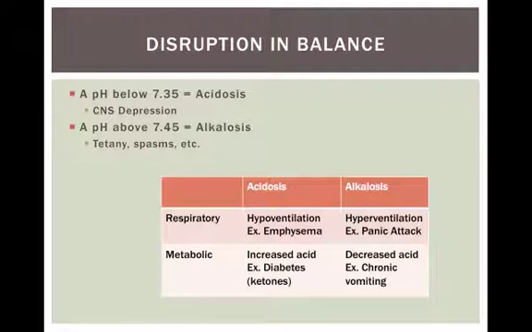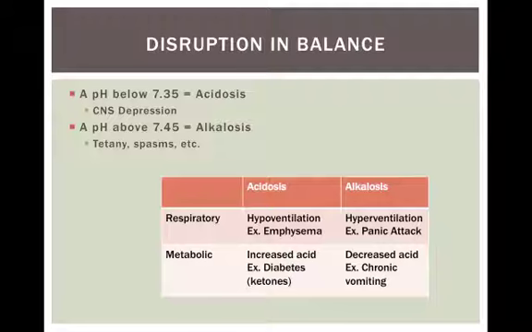So you can have disruption in the balance, and this is why it's important that we have mechanisms to compensate or try to get back to that original balance. So if our pH goes below 7.35, we're going to be acidotic. And obviously if it goes above 7.45, we'll be alkalotic.